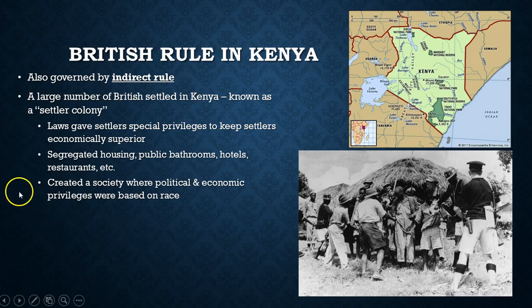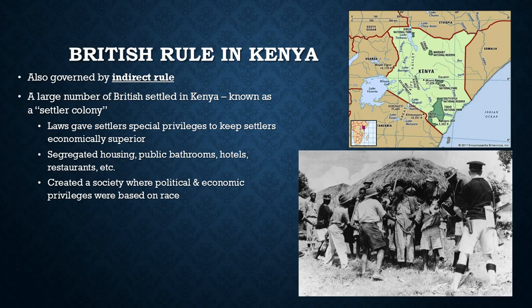Because it was known as a settler colony, laws gave settlers special privileges to keep settlers economically superior. And these are settlers from Europe. People moved from Europe to Kenya, and because of the way these laws were structured, there was strict segregated housing, public bathrooms, hotels, restaurants, etc. Remember, this is the same time as the American South is going through Jim Crow laws and their racial segregation. This was happening in many colonies in Africa that paralleled what was happening in the American South as well. So those were not unique situations.